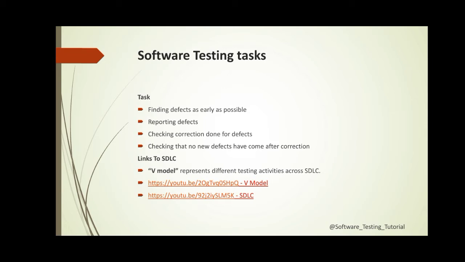The detected defects then need to be reported in a concise manner and tracked until they are fixed. The fixed defects are then required to be tested again by the tester to confirm that the correction is satisfactory. Many times while correcting the defects, new defects get introduced. Software testing also includes checking and reporting such new defects.